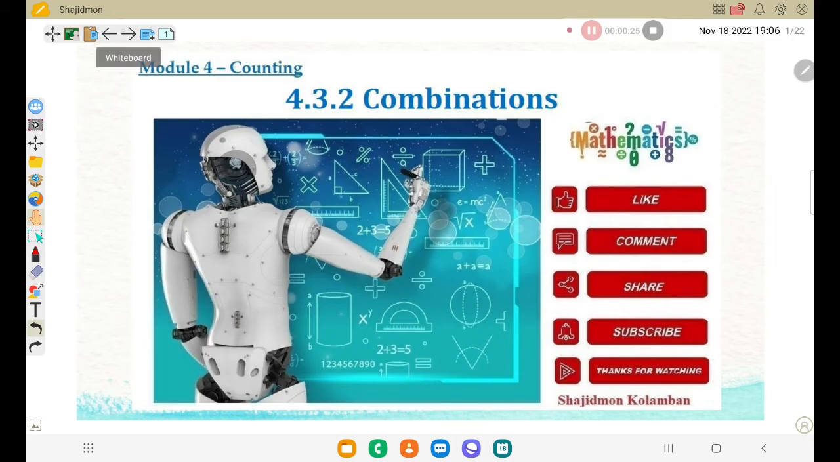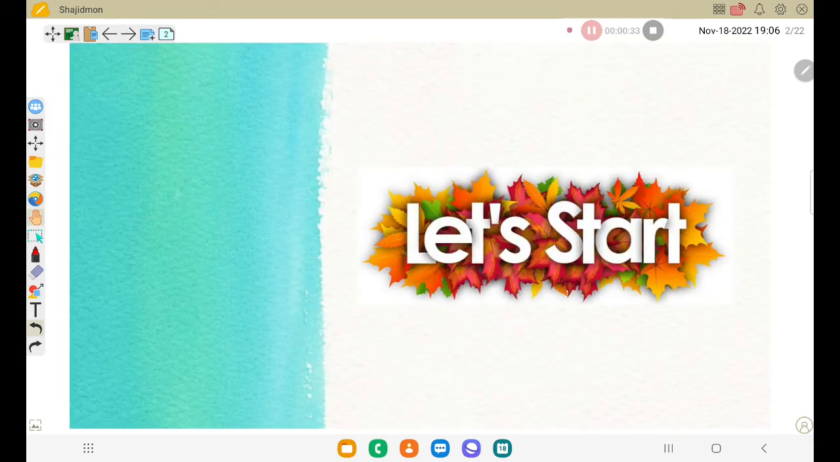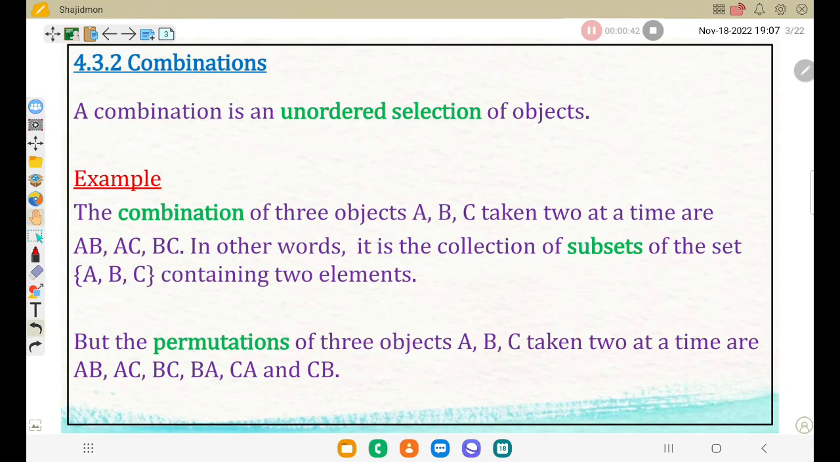Now, as you remember, in the last recorded class we discussed the topic 4.3.1, permutations, correct? Now, continuing in the same section, the second topic is 4.3.2, combinations.